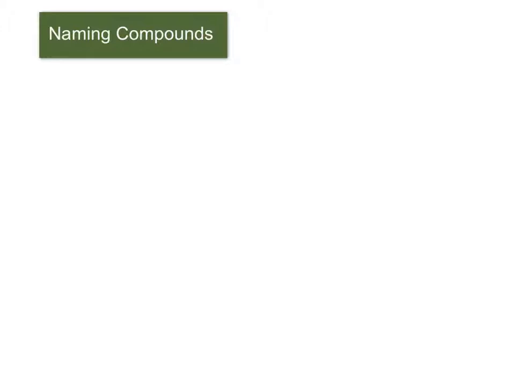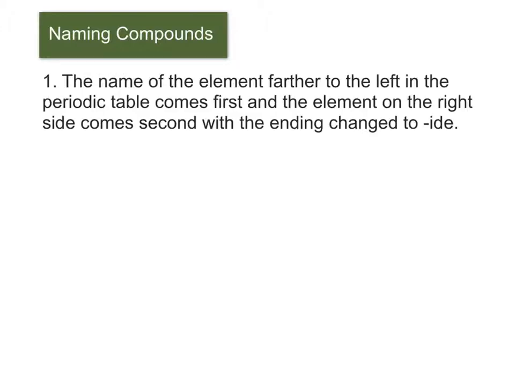The first one is that the name of the element that's the farthest to the left comes first in the name. So for example, when we put sodium together and chlorine together to make a compound, sodium is farther to the left because it's a metal, and so it comes first in the name. So the name for that is sodium chloride.